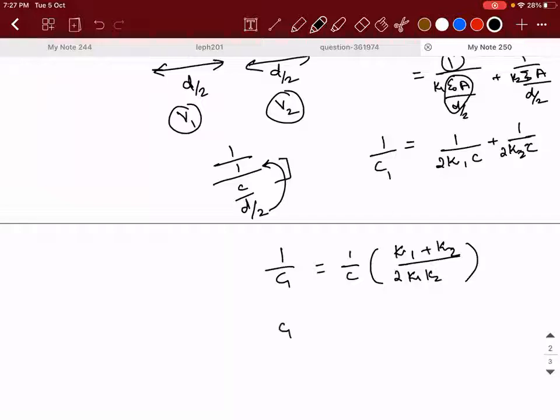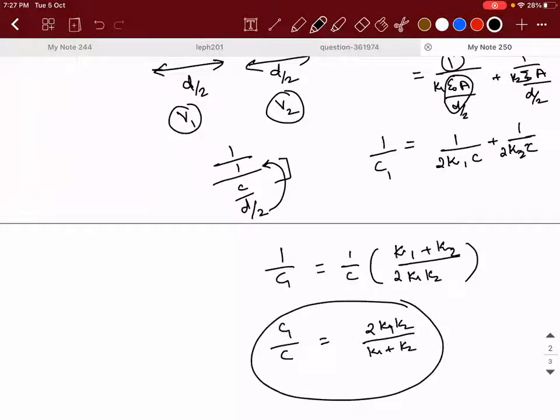Now what did they ask? C1 by C is what they asked. Rearrange the equation: 2 times kappa 1 kappa 2 divided by kappa 1 plus kappa 2. If you have done it right, please make a note of it. All these are concepts that you are learning.